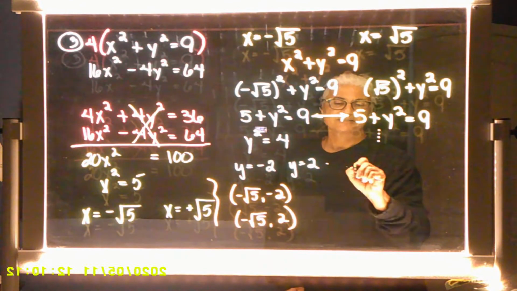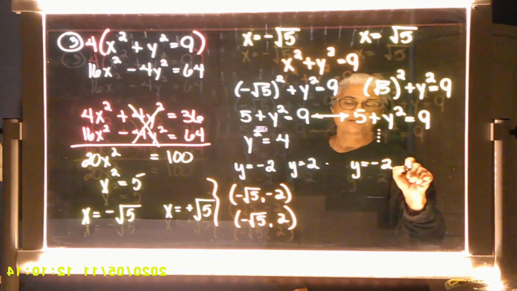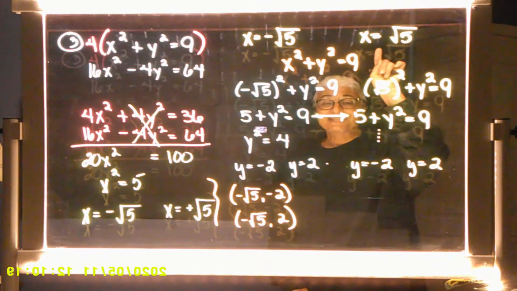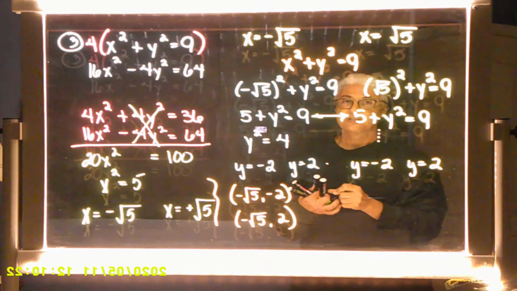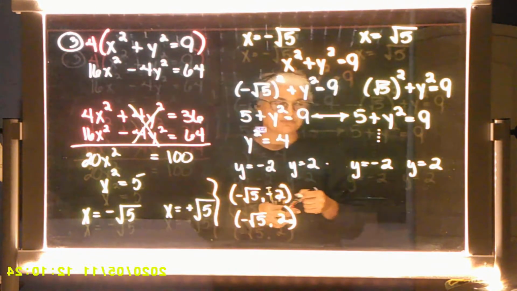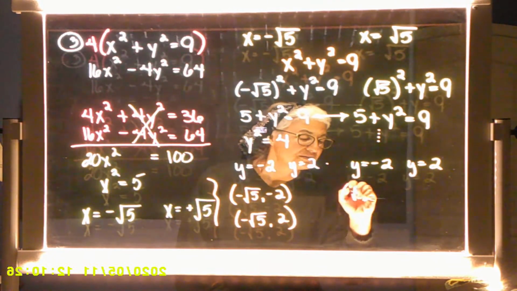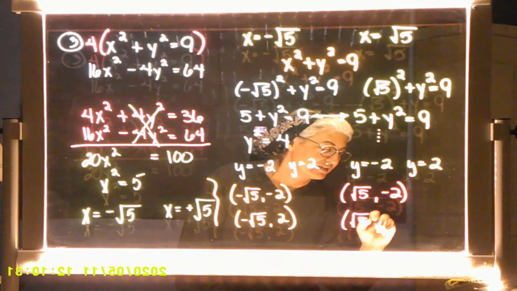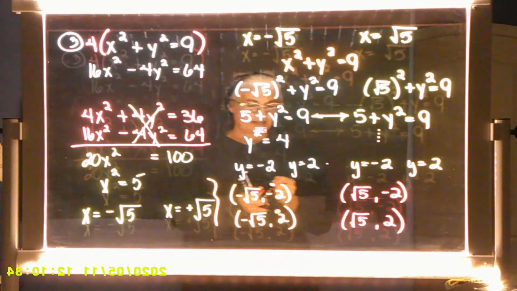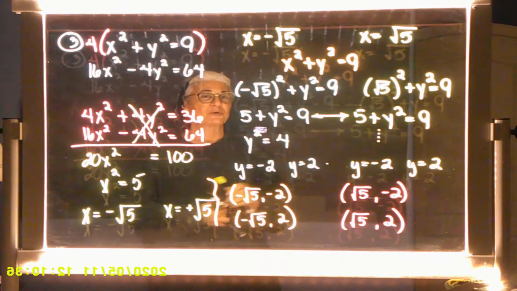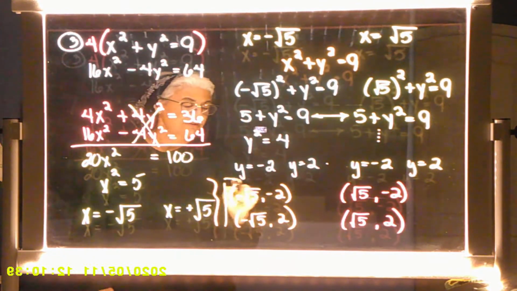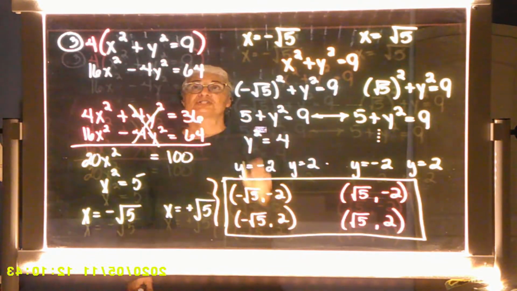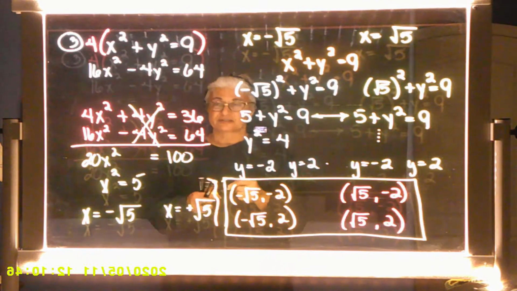I'm going to follow the exact same steps. So I'm going to get the exact same y values. But these y values I got from this x. So be careful. That's a different x value, which means I have a positive square root of 5, comma, negative 2, and I have a positive square root of 5, comma, positive 2. This is interesting. I have 4 answers. I have 4 points that are solutions for this system of equations.